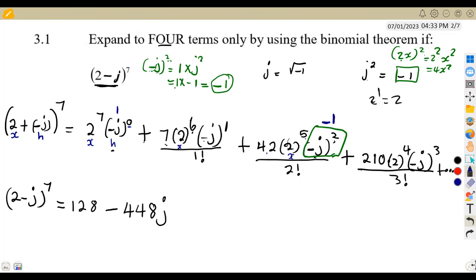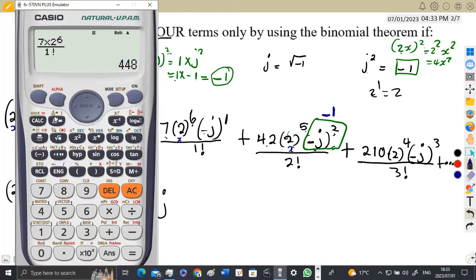All right, so this is what you're going to simplify from our calculator. We are going to simplify this as minus 1. We no longer have the j. We simplified the j and we got minus 1. So meaning to say we are going to have 42.